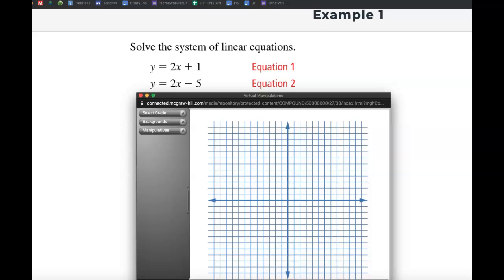What are those equations written in? Y equals mx plus b, which is called slope-intercept. Which do you graph first, the slope or the intercept? Intercept. Okay, so what's your intercept in the first equation? 1. Okay, so I put a dot at 1, and then what's your slope?